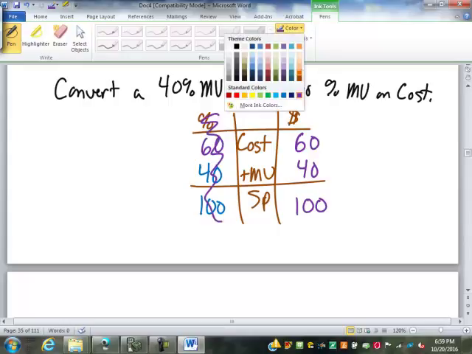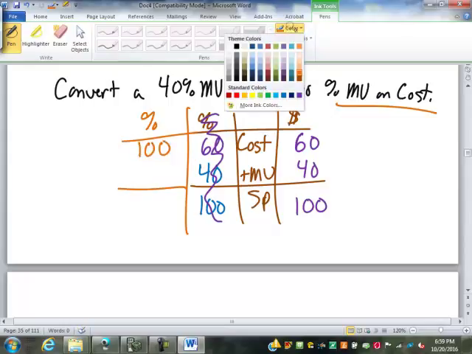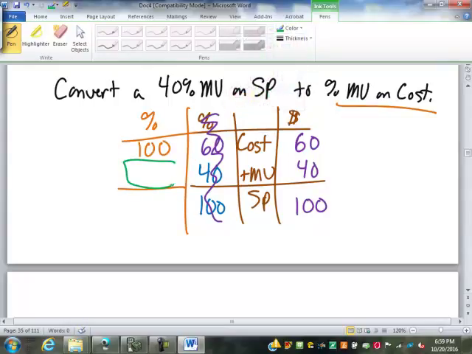So now I'm going to replace this side again. If I'm converting it to a markup on cost, the 100% has to go with the cost. So I'm looking for this number. It's 100 times 40 divided by 60, which is going to be 66.67%.